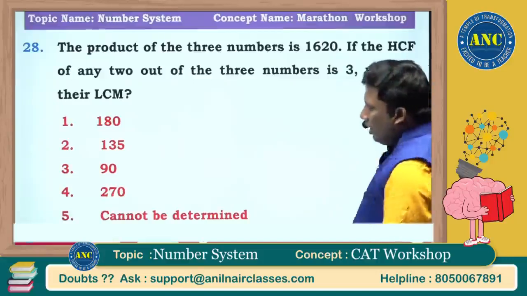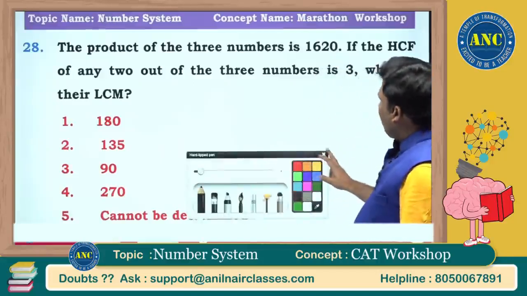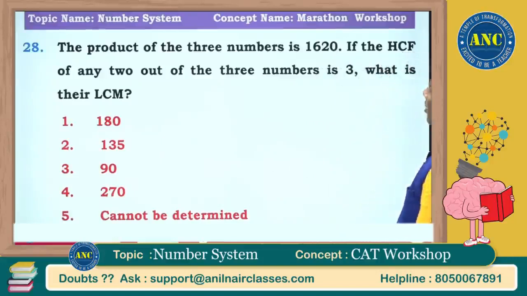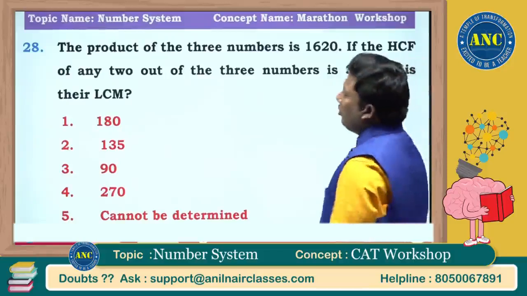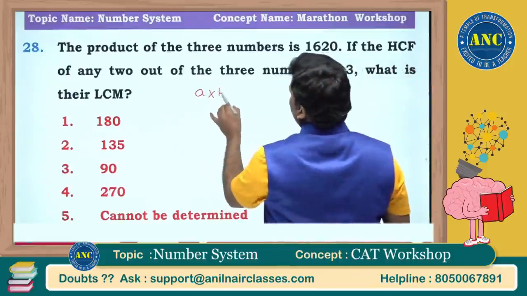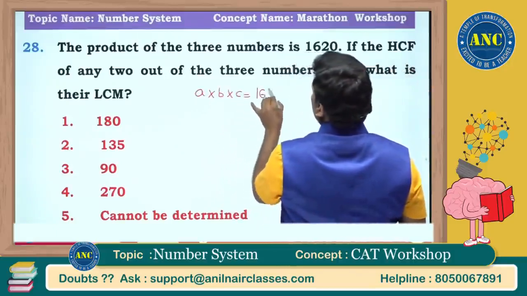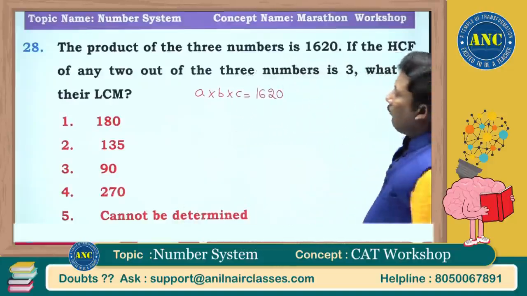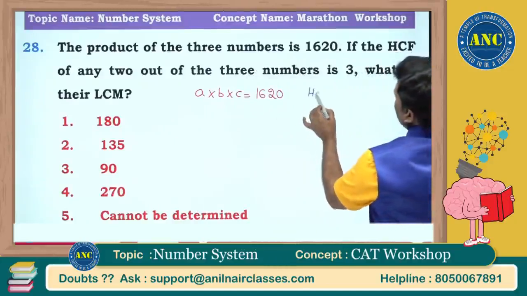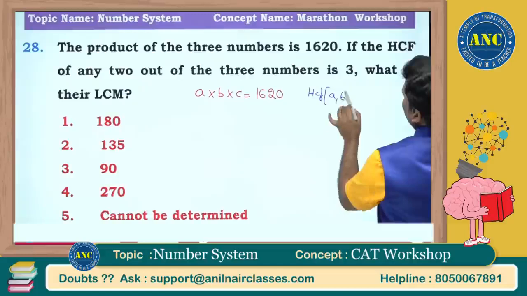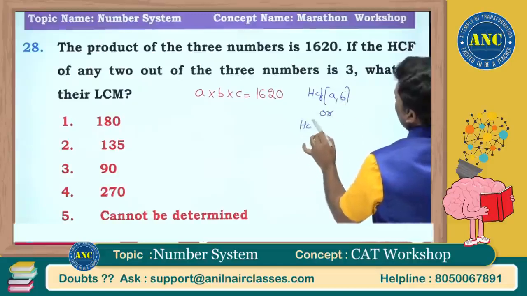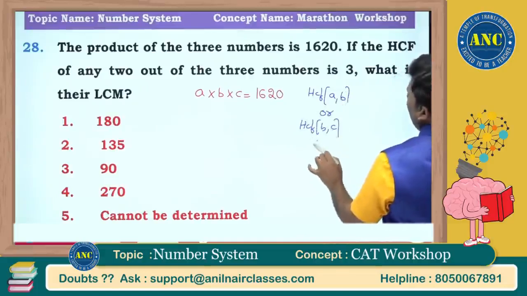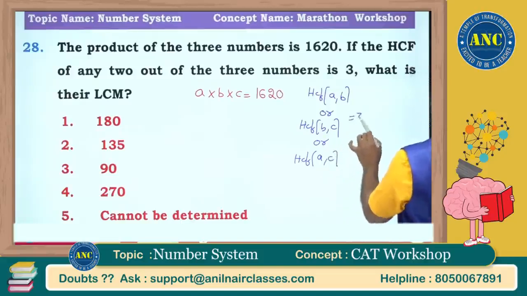Next one. Read this question. The product of three numbers is 1620. HCF of any two out of the three numbers. That means either it can be HCF of A comma B, or HCF of B comma C, or HCF of A comma C. Any two out of the three numbers, it is 3.